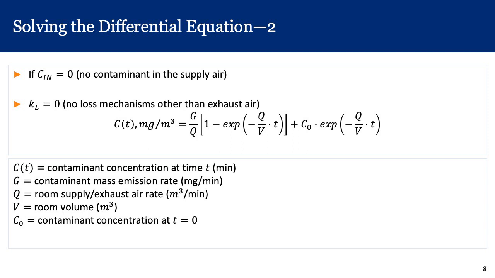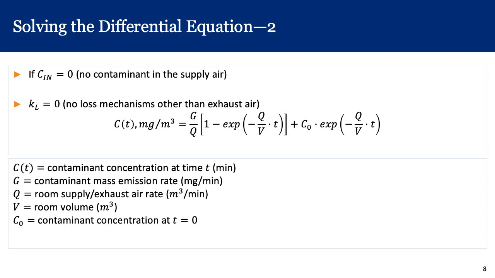So when you have t equal to 0, then the first term, meaning G over Q multiplied by 1 minus exponent minus Q over V times T, that entire term vanishes because the exponential term is equal to 1, and you have 1 minus 1 equal to 0. The second term, which is an exponential decay, starts off when t equal to 0, the exponential term is 1, and C sub 0, that is the concentration at t equal to 0.